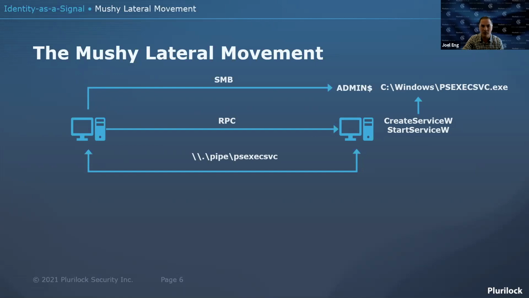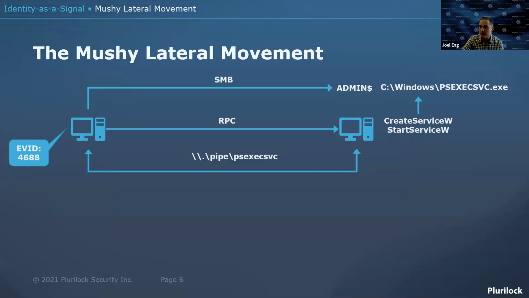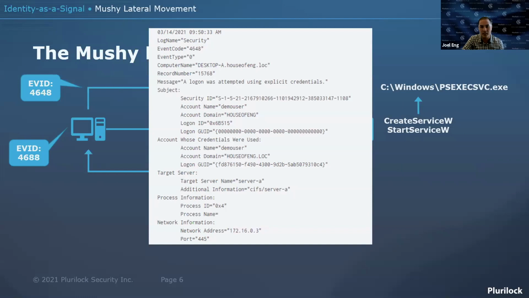If you're collecting Windows events, the first thing you're going to see is a process was executed. And in this case, you're going to see who did it, and you're going to see exactly which process command line they used to execute psexec. You're also going to see a 4648 event, which is an explicit logon. And the reason it does this is that psexec gives you the option to use other identities. And if you choose to do so, and even if you don't choose to, it's going to tell you who did it, what identity they used, and where they were going.